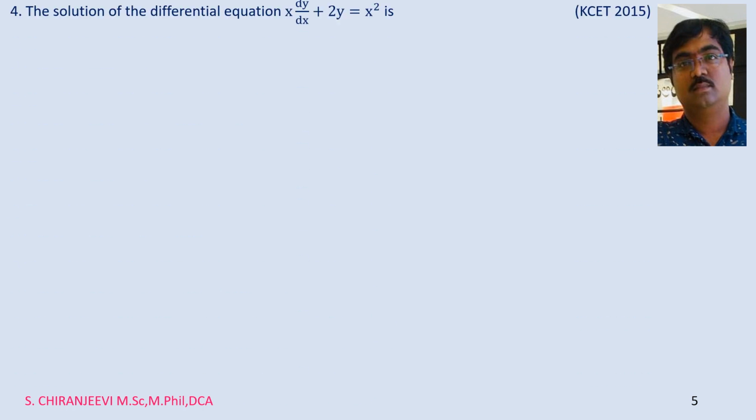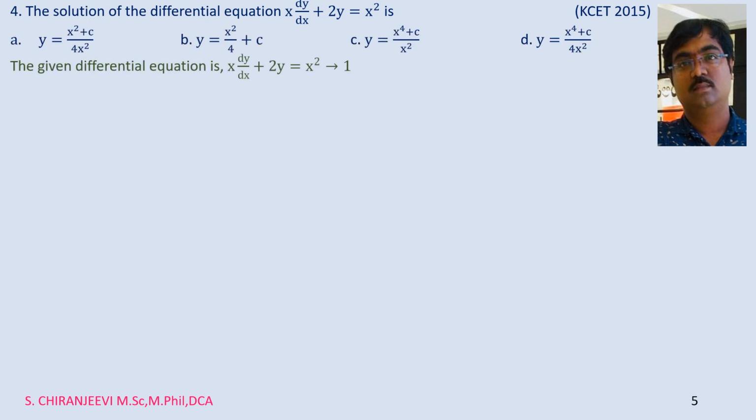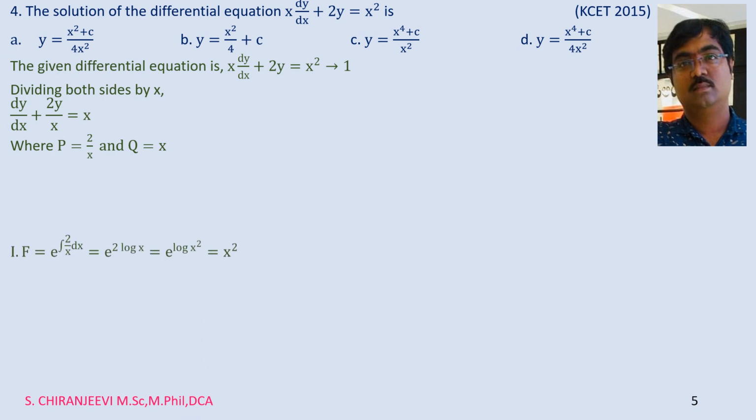Next problem, the solution of the differential equation x into dy by dx plus 2y equal to x square is, which was asked in the year 2015. The options are given below. The given differential equation is x into dy by dx plus 2y equal to x square. The linear differential equation needs to be in the form of dy by dx plus Py equal to Q. So dividing both sides by x, dy by dx plus 2y by x equal to x, where P is 2 by x and Q is x.